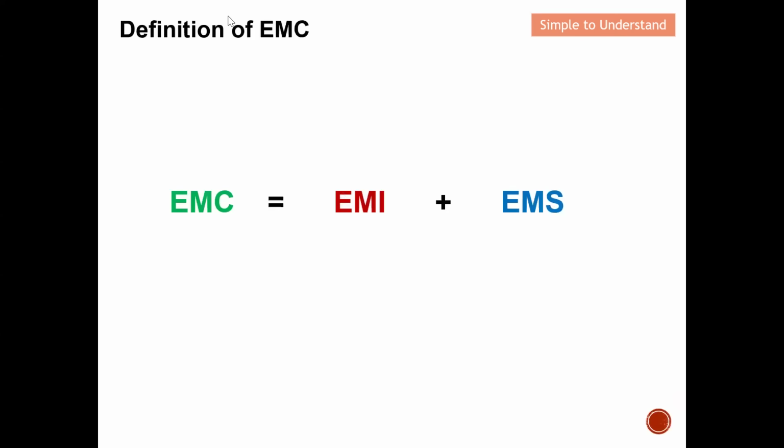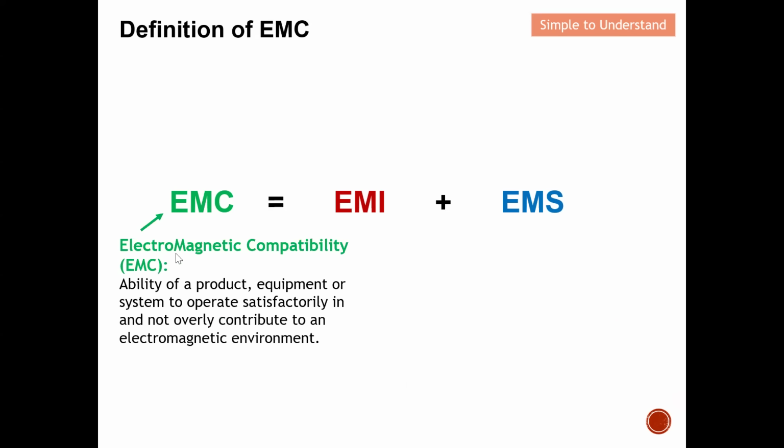Let's quickly understand the definition of EMC. This is what I have mentioned on the content page. EMC is equal to EMI and EMS. What is EMC? EMC is basically the ability of a product, equipment, or system to operate in a satisfactory manner and not overly contribute to an electromagnetic environment. So in short, EMC is a combination. Firstly, on emission, they should not overly contribute to the environment. They are also expected to operate in a satisfactory manner.